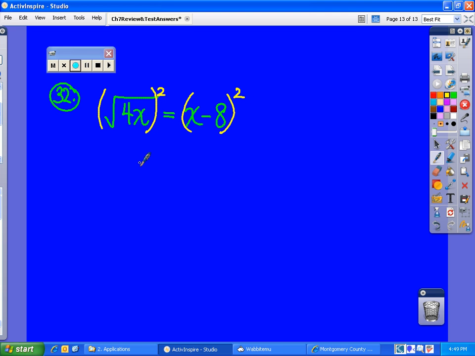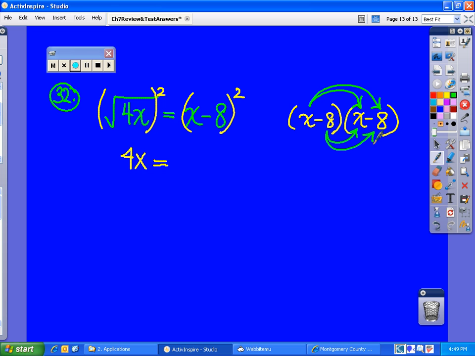On the left, the square undoes the square root and we just get 4x. On the other side, we get x minus 8 squared, which remember is a binomial squared, which we can do by using FOIL or double distribution. What we really have on this side is x minus 8 times x minus 8. Don't forget to do all 4 multiplications: first terms, outside terms, inside terms, and last terms. What we're going to get here is x squared minus 16x plus 64.